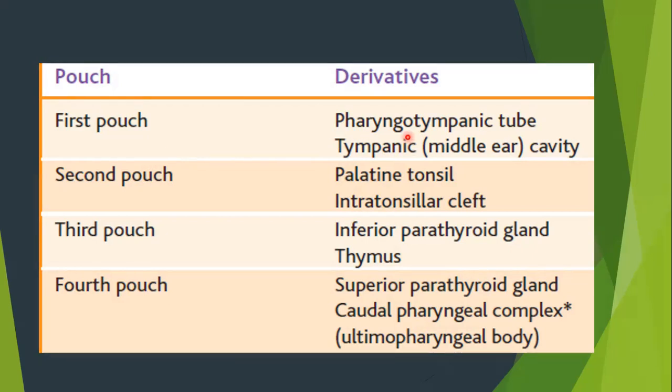Then here you can see first pouch: pharyngotympanic tube, then the tympanic cavity or the middle ear cavity, and also the mastoid antrum. Second pouch: palatine tonsil and the intratonsillar clefts. Third pouch: inferior parathyroid gland and your thymus. Fourth pouch, remember the parathyroids are from the cranial part. I'll find some text saying dorsal, no, ventral, but I don't like that. I believe it is cranial and caudal. Then from the fourth pouch, from the cranial part, superior parathyroid, from the caudal part, ultimobranchial body.